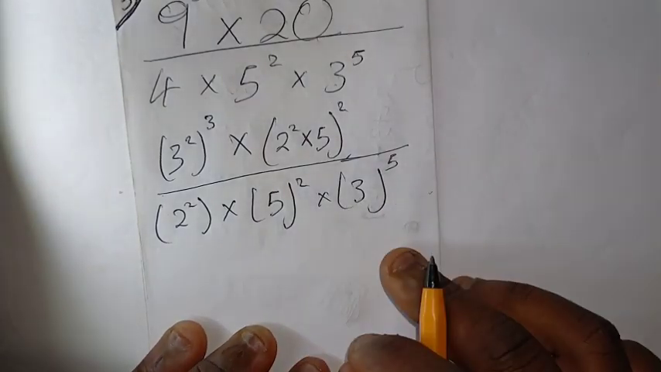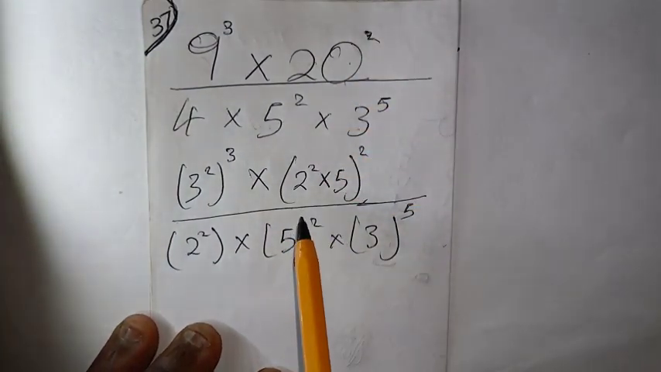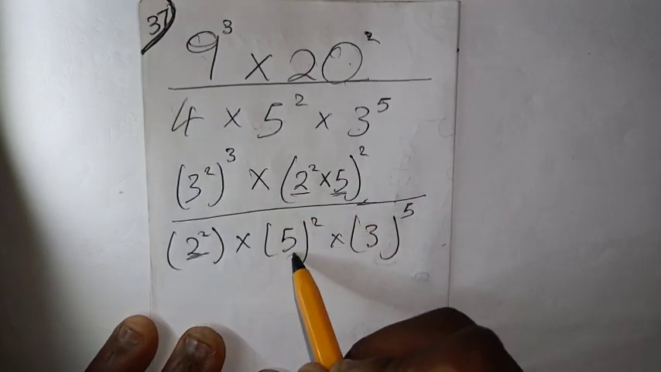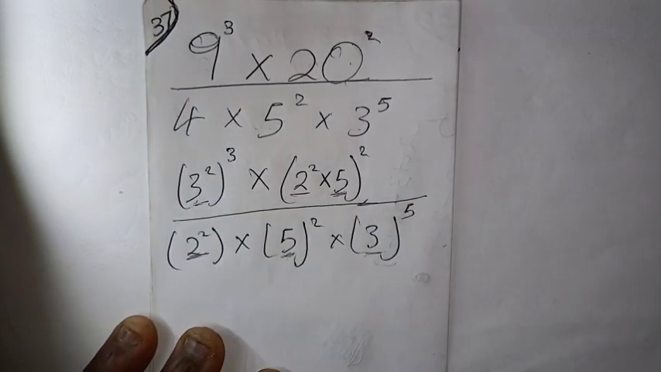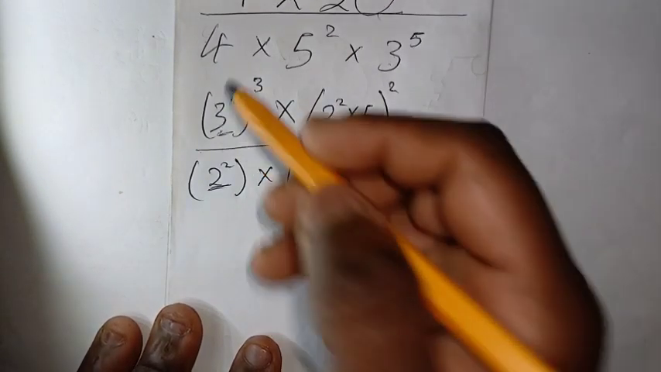Do you see? Yeah. So here I just change all the bases to be the same. Here I got the base which is the same as 2. I got the base which is the same as 5. I got the base which is the same. Do you see? So okay, now let's apply our laws of exponent.